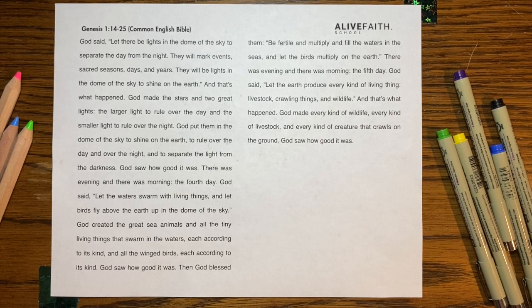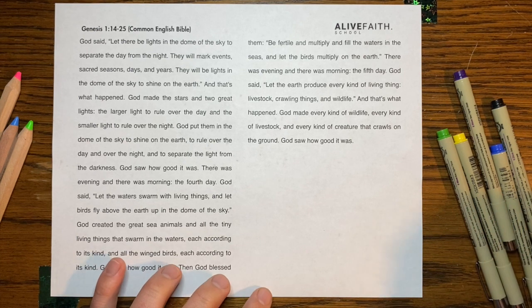God said, "Let the waters swarm with living things, and let the birds fly above the earth up in the dome of the sky." God created the great sea animals and all the tiny living things that swarm in the waters, each according to its kind, and all the winged birds, each according to its kind. And God saw how good it was. Then God blessed them. "Be fertile and multiply and fill the waters in the seas, and let the birds multiply on the earth." There was evening and there was morning, the 5th day. God said, "Let the earth produce every kind of living thing, livestock, crawling things, and wildlife." And that's what happened. God made every kind of wildlife, every kind of livestock, and every kind of creature that crawls on the ground. God saw how good it was.